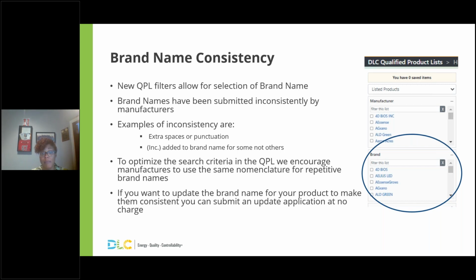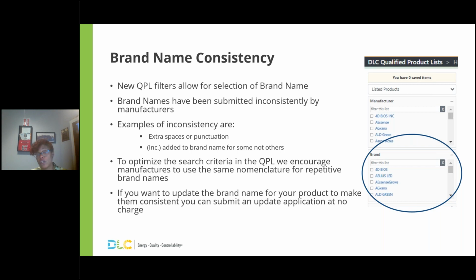And so what we recommend is, in order to optimize the search criteria in the QPL for different users who are trying to identify your products, we encourage that manufacturers use the same nomenclature for repetitive brand names. So if you want to use Inc. with a period across all your brand names, because if there's a distinction in punctuation, that can result in a different filterable selection in our QPL filters.